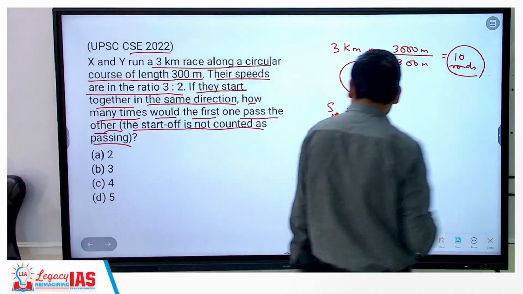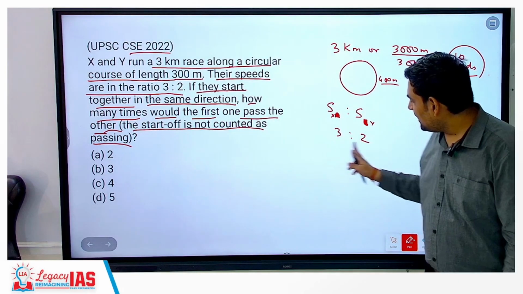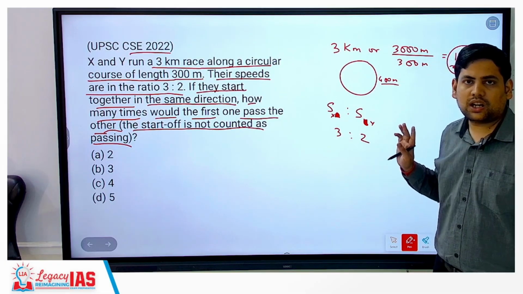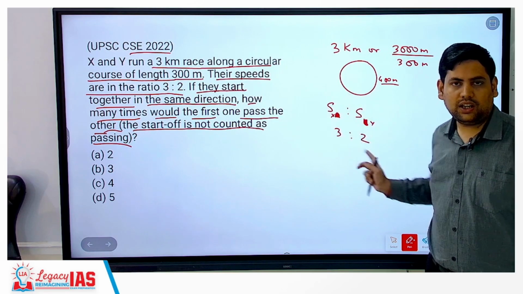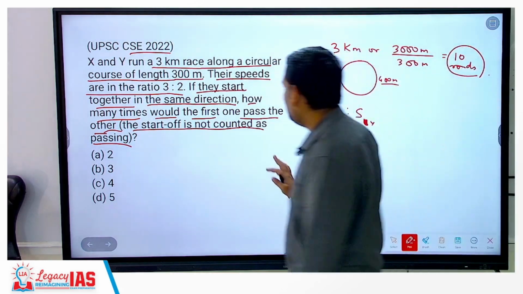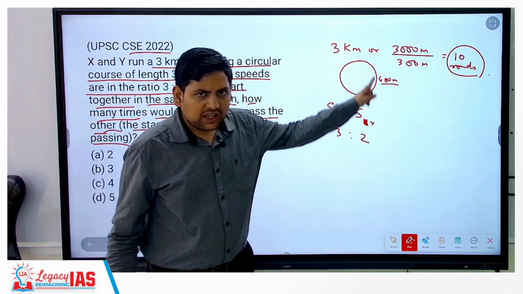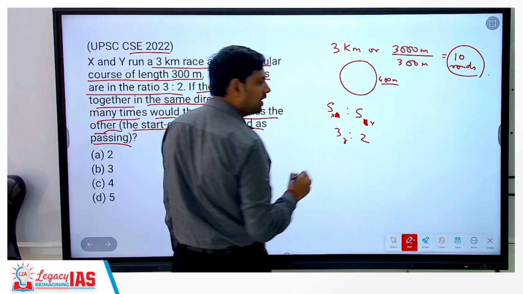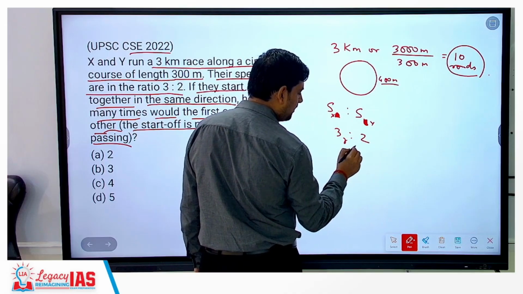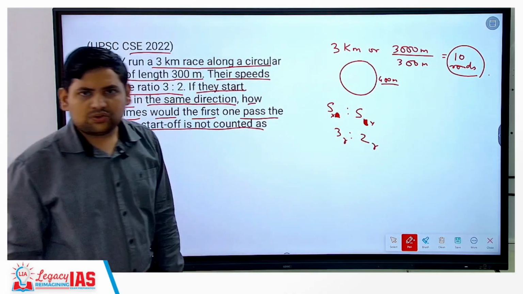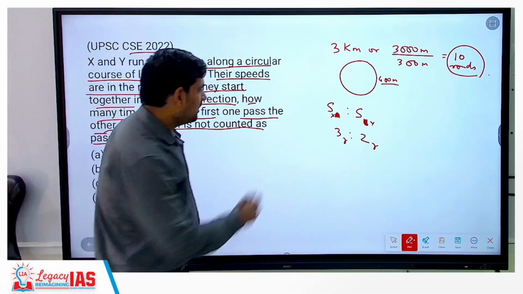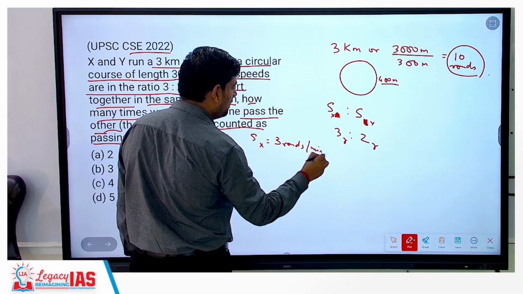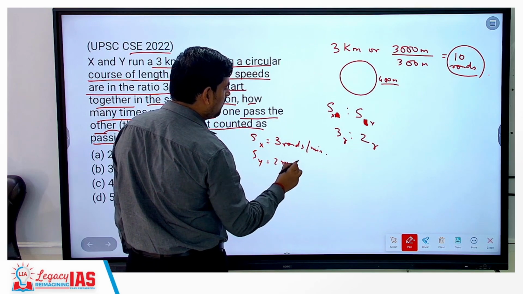Now these are their speeds. Speeds are in ratio 3:2. So I can assume it to be anything. I can assume it to be 3 km per hour and 2 km per hour, not a problem. Or 3 km per second and 2 km per second, does not matter. Usually in this chapter, because we are covering a circular track, we think in terms of this will cover 3 rounds in 1 minute, and this will cover 2 rounds in 1 minute. This means that the speed of x is 3 rounds per minute and the speed of y is 2 rounds per minute.